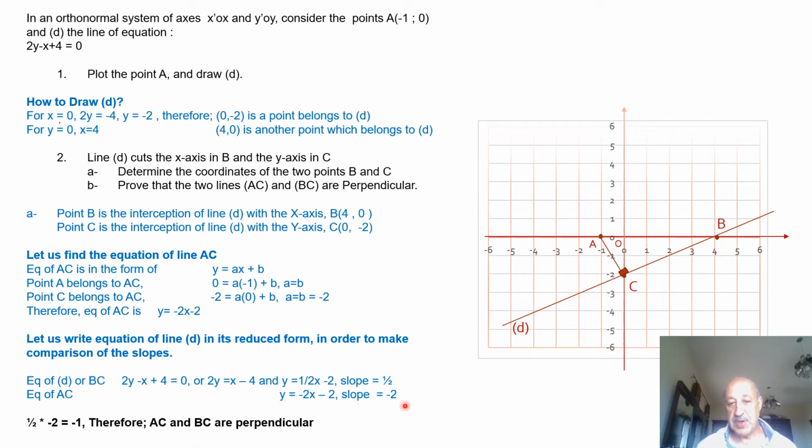So is the product half times minus 2 equal to minus 1? Yes. So therefore, AC is perpendicular to BC. Let's go to another question.